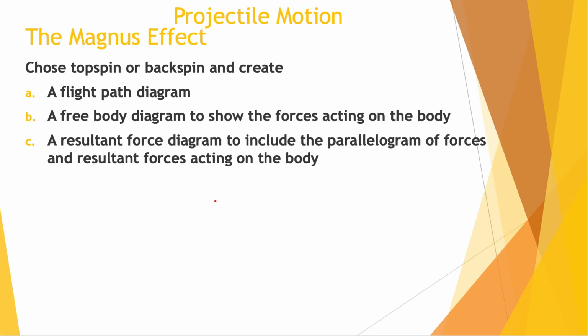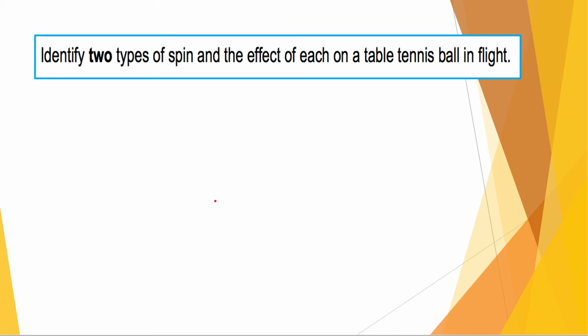Okay, so choose topspin or backspin, create a flight path diagram, a free body diagram, and a resultant force diagram without looking back at your notes. And then we're going to have a look at some past questions. So this one should be really easy.